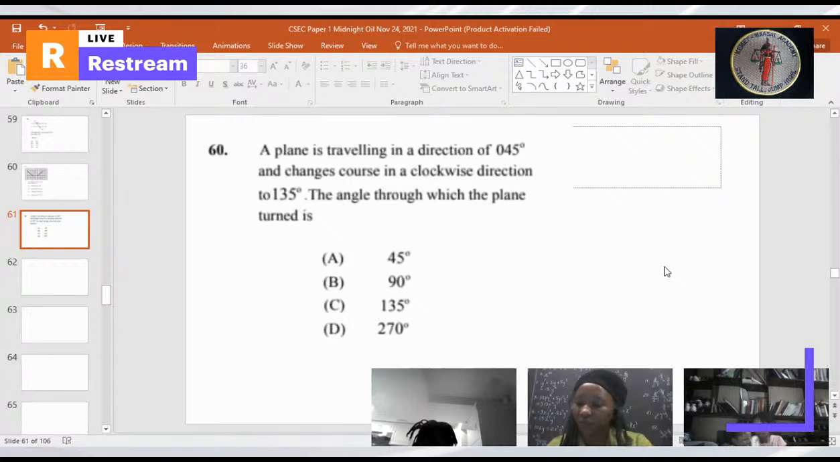So what do you think we do for that? They want the angle between 45 and 135 degrees. Oh, it's 90 degrees. Right, 90 degrees. So we just need to subtract, right? Yes. Right, we just need to subtract.